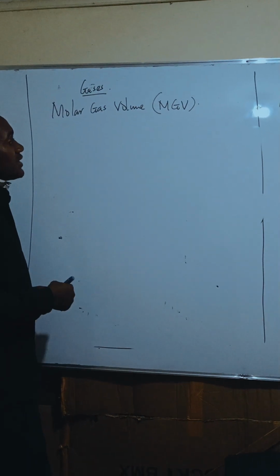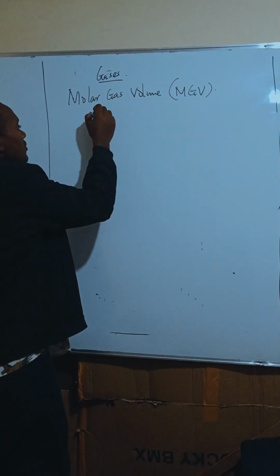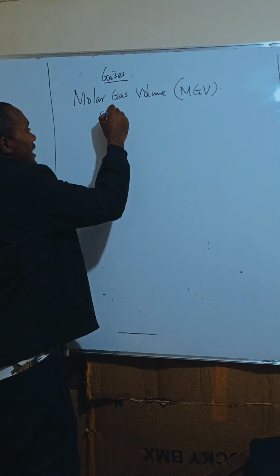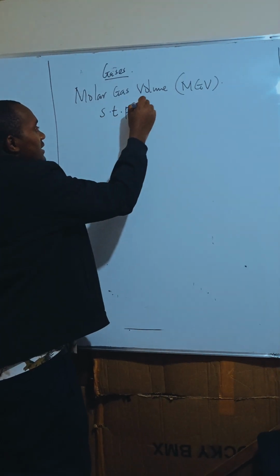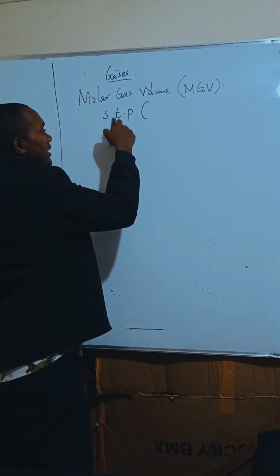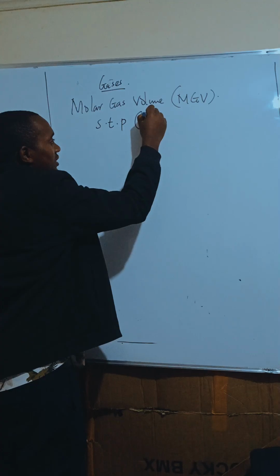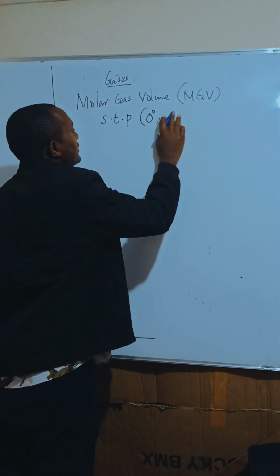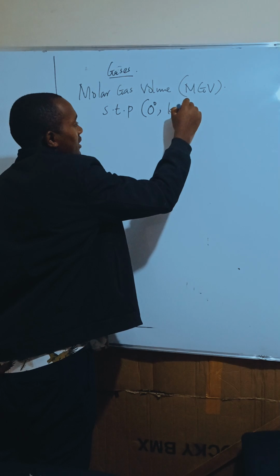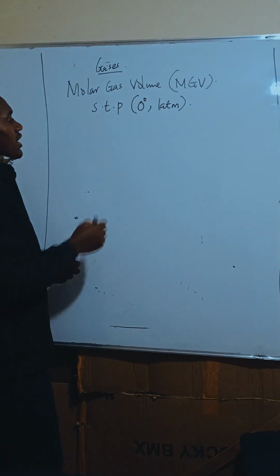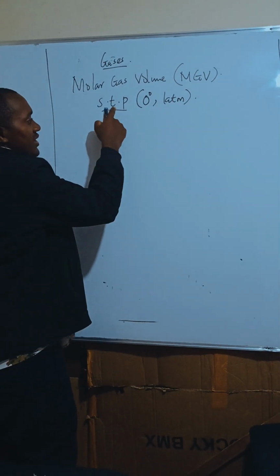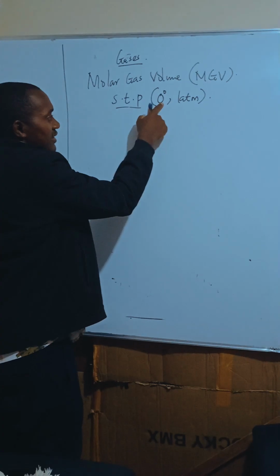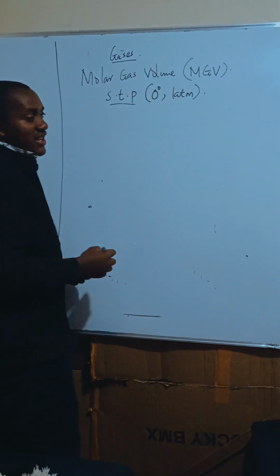What the gas occupies at standard conditions. We are going to start from the first one, STP. STP means standard temperature and pressure, which is 0 degrees Celsius and pressure is 1 atmosphere. So 0 degrees Celsius is the temperature and 1 atmosphere is the pressure.